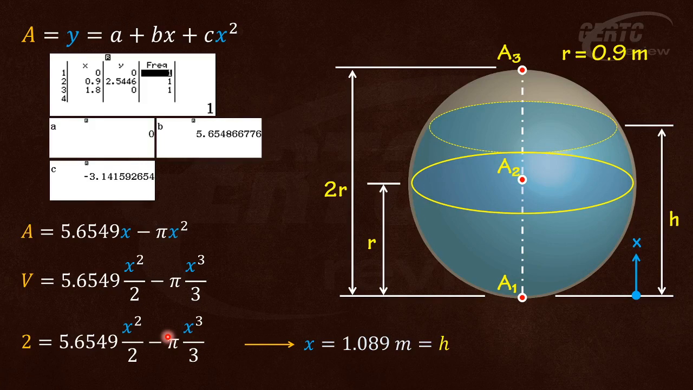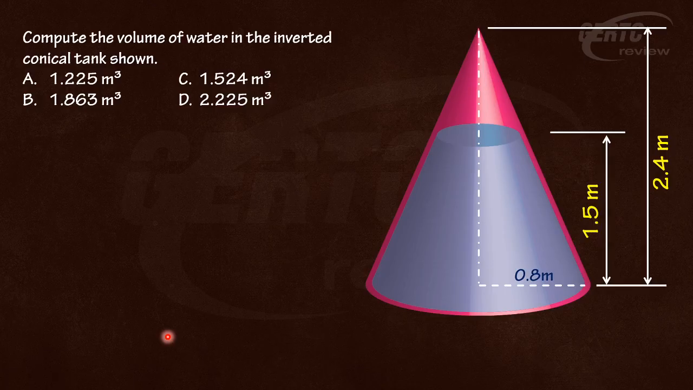This time, an inverted cone. Okay, compute the volume of water in this inverted cone, 1.5 meter. This is easy. I designed it that way so that I can show you the solution using the formula. Now, what if, okay, what if lang? What if you are given the volume, how deep is the water?